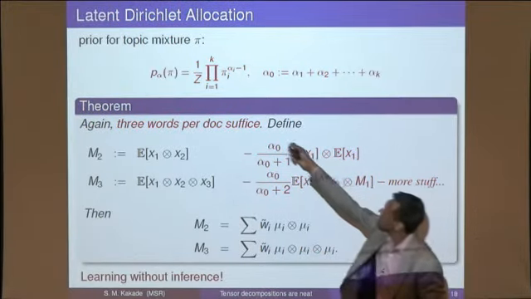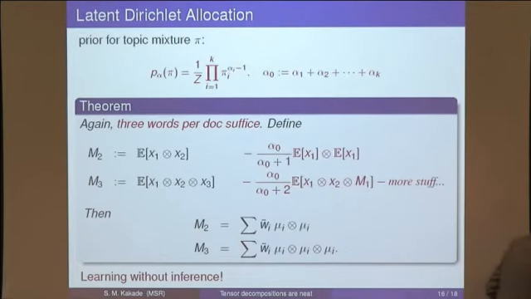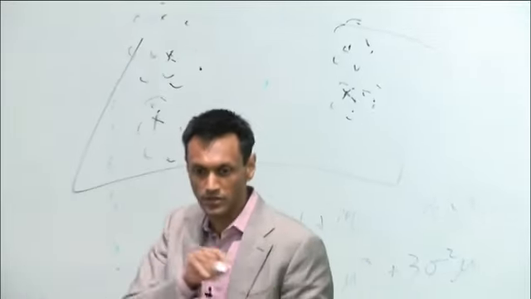So LDA basically, you have to specify a distribution over distributions, because now every document is about a few different topics.